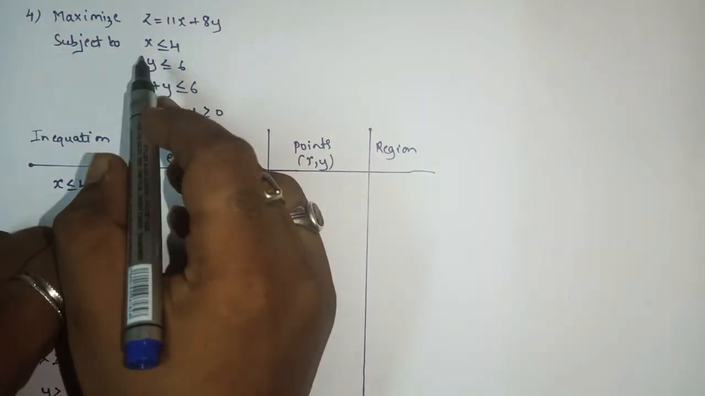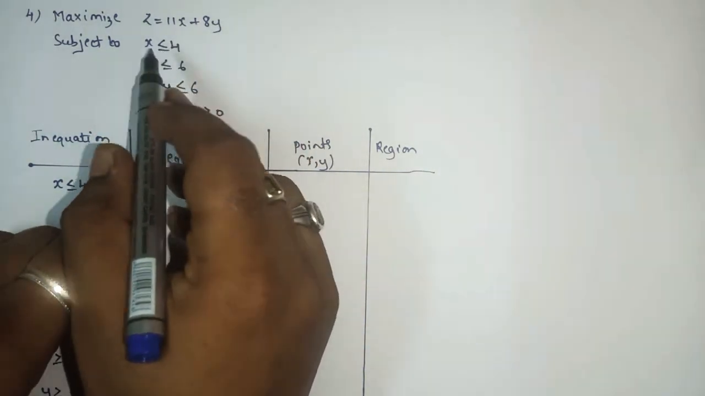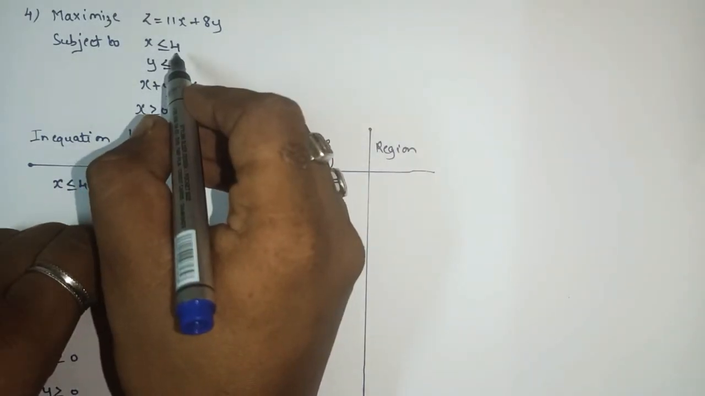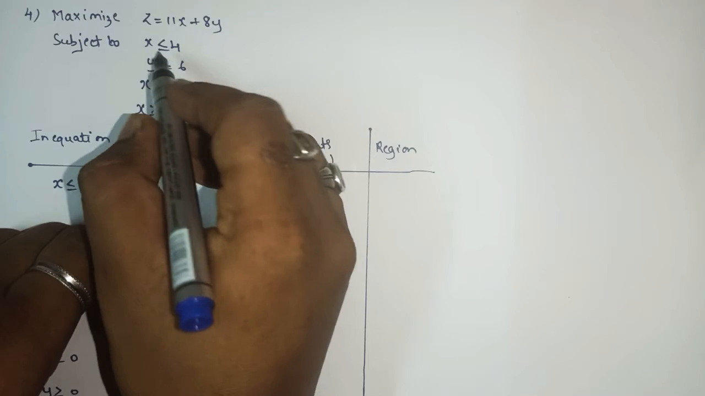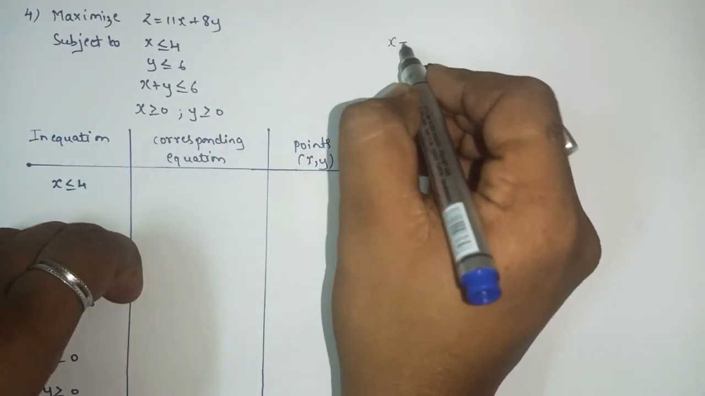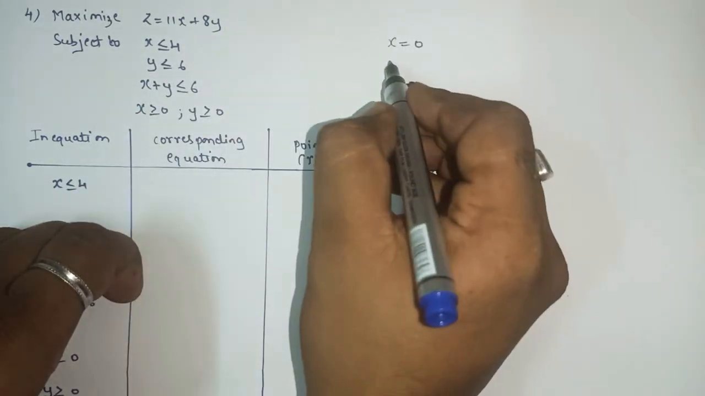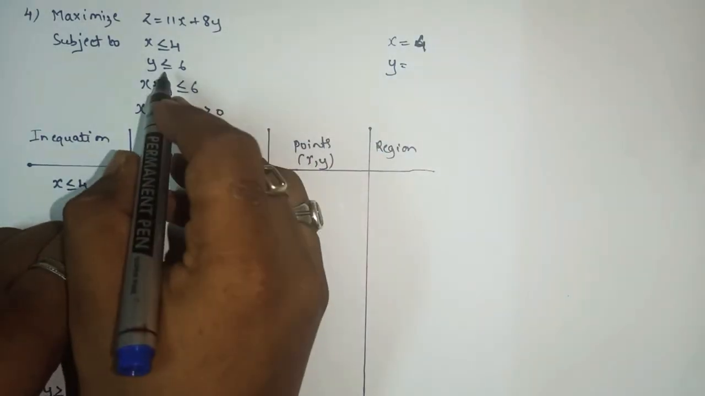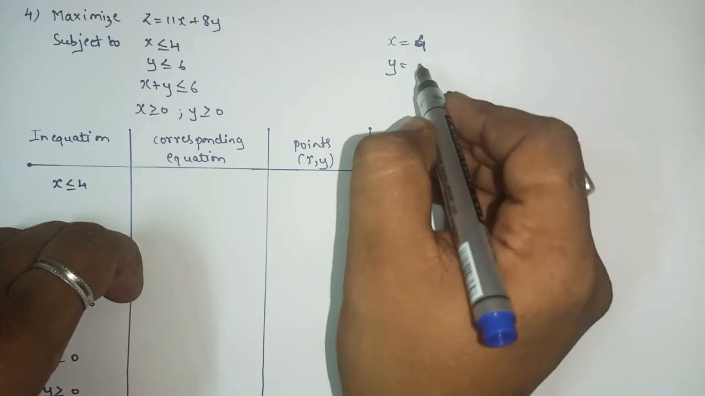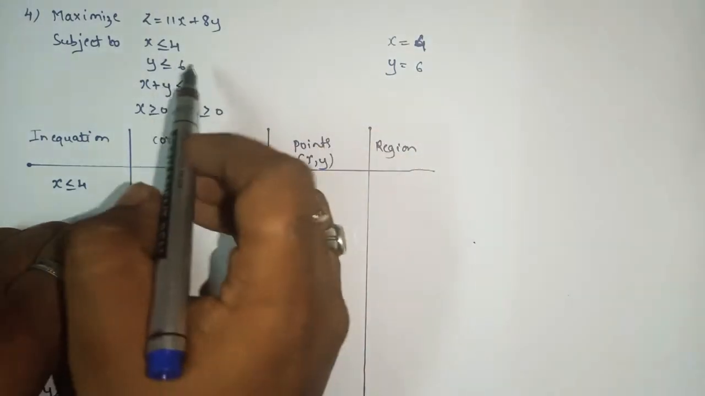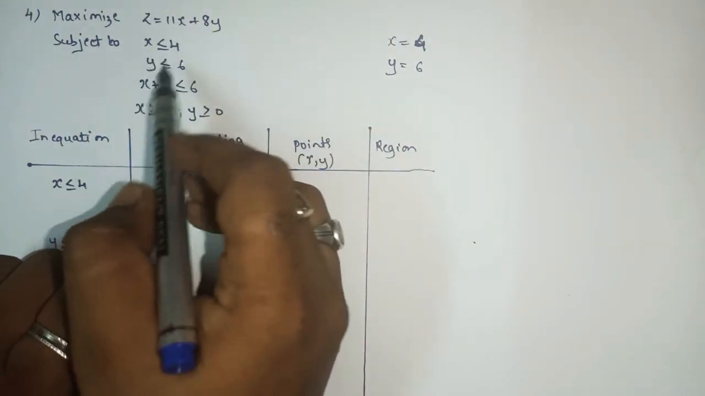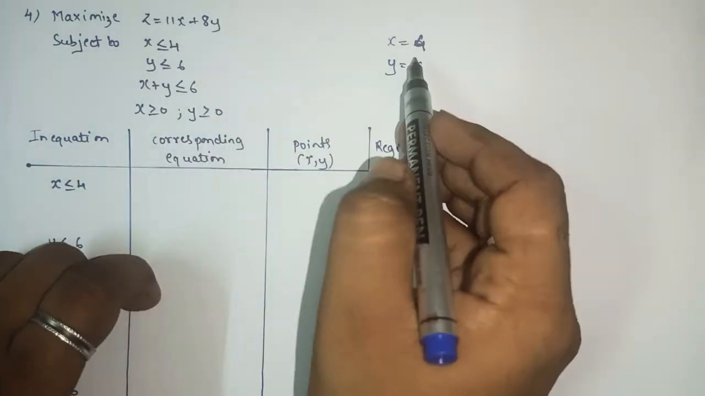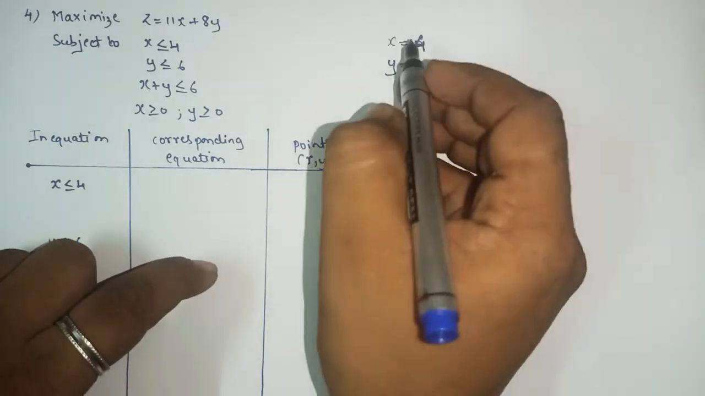Now what do you mean by x less than or equal to 4? It means when you convert this linear inequation into an equation, you will get x equal to 4, and this part will be y equal to 6. Yes or no? Whenever you convert this linear inequation into the corresponding equation, you will get x equal to 4 and y equal to 6.